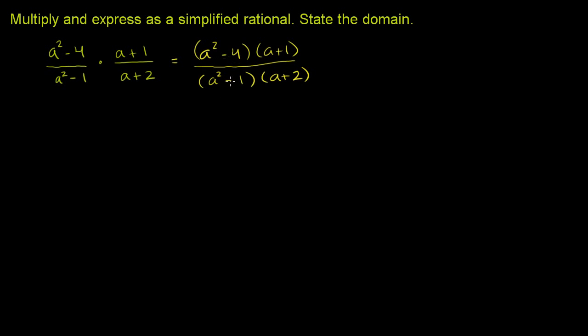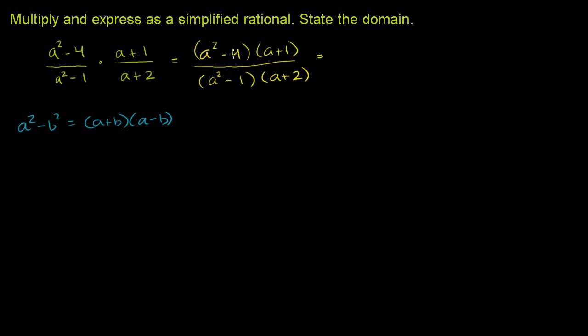Now, the a squared minus 4 and the a squared minus 1 might look familiar to us. These are the difference of squares, a special type of binomial that you can hopefully recognize immediately, taking the form a squared minus b squared. It's always going to be equal to a plus b times a minus b. So we can factor a squared minus 4, and we can also factor a squared minus 1. And that'll help us simplify the rational.